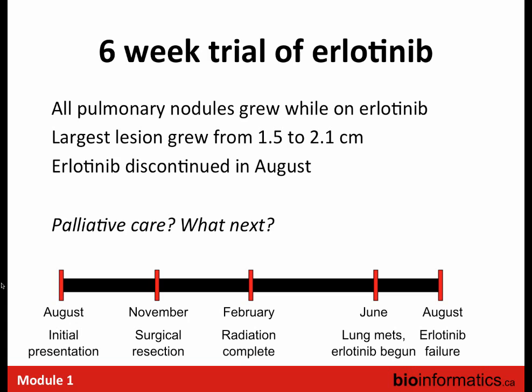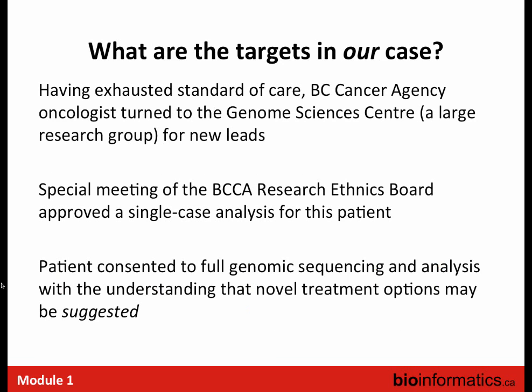Right now, the oncologist is thinking palliative care, really starting to run out of options. And I'm going to keep this little timeline going. So initially presented, surgical resection, head radiation. They have lung mets, it's EGFR expressing. Erlotinib failed quite quickly. So in the theme with this lecture, what are the targets in our case?